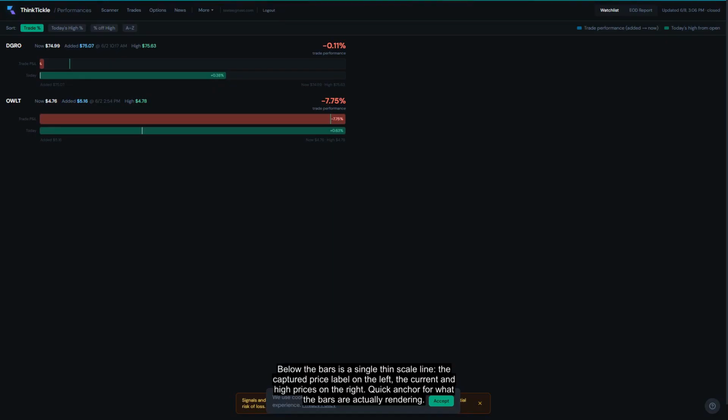Below the bars is a single thin scale line, the captured price label on the left, the current and high prices on the right. Quick anchor for what the bars are actually rendering.